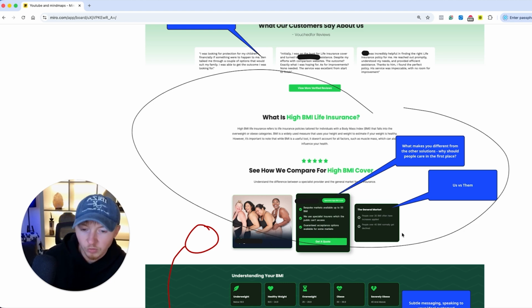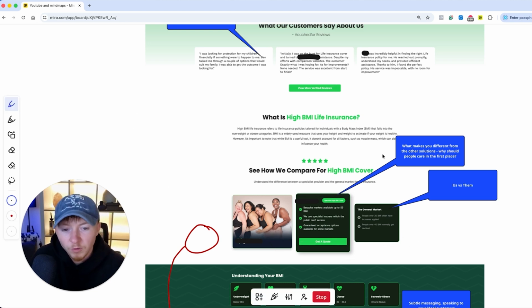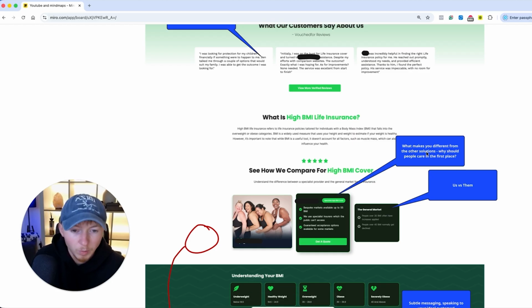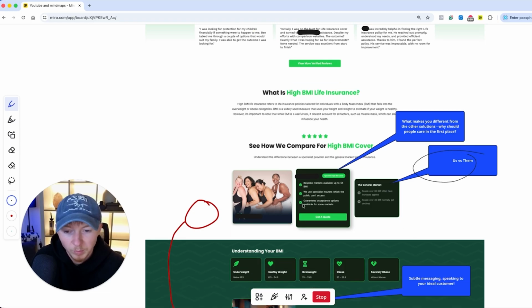So what we need to describe quite quickly is what makes you different from the other solutions. Why should this person go with you versus just going with somebody else? And why should people even care in the first place? Okay, so typically, we do this through an us versus them, and we can leverage the sort of benefits that we have.